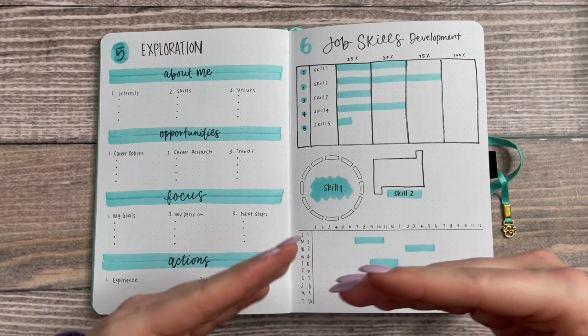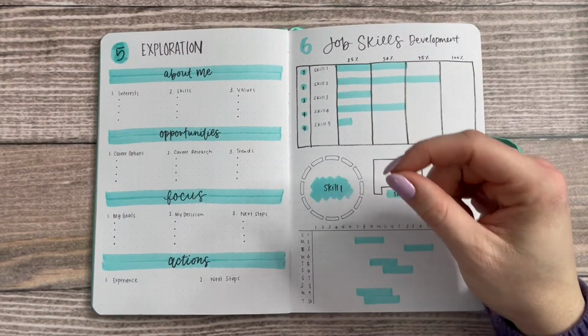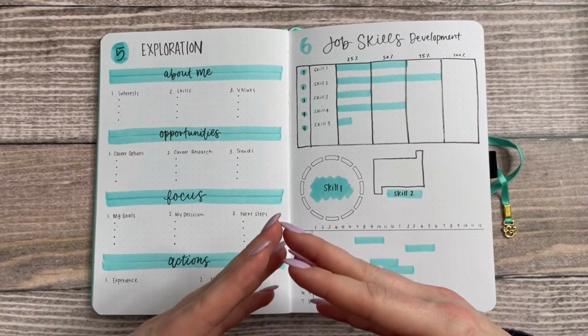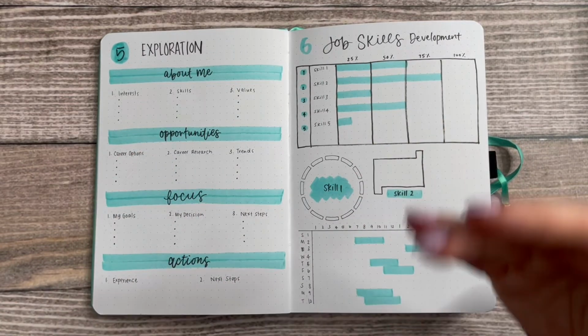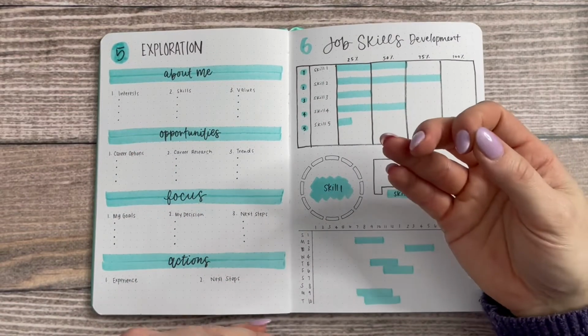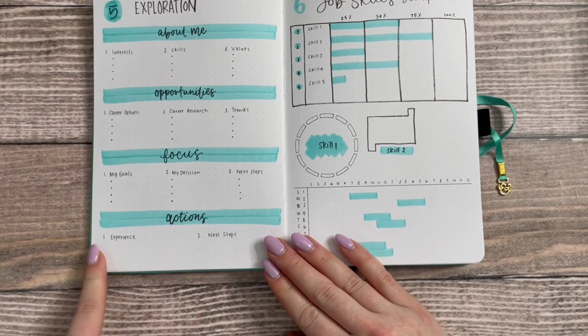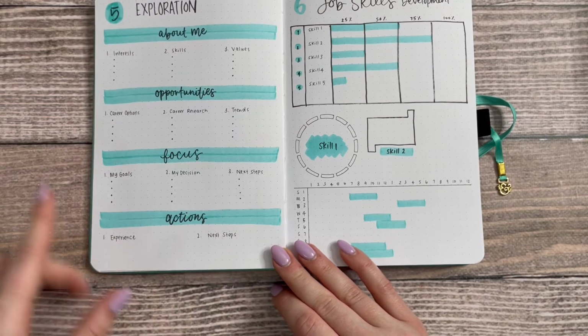So that could be, oh, I realized through all of this that I need a master's degree, so I'm going to go and get a master's degree. I realized in all of this that I need on-the-job training in a trade, so what are the next steps with finding apprenticeships or something to that effect? And then the last one is actions, experience, and then next steps for that experience.